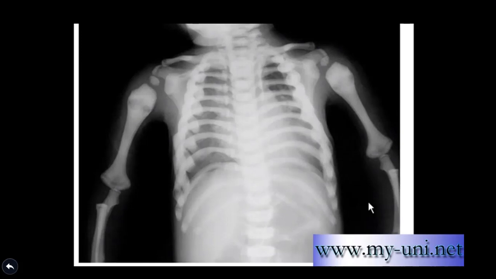Radiologically, osteopetrosis is identified by abnormally high bone density and abnormal bone remodeling. One might think that these bones should be very strong, but reality is exactly the opposite. These are very brittle bones that are very easy to fracture.